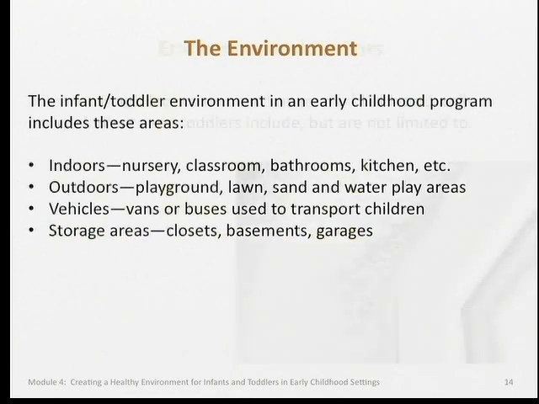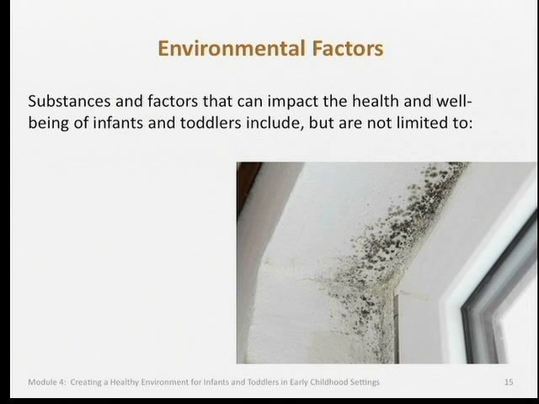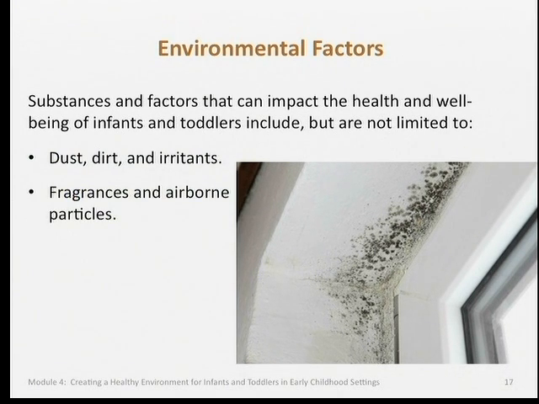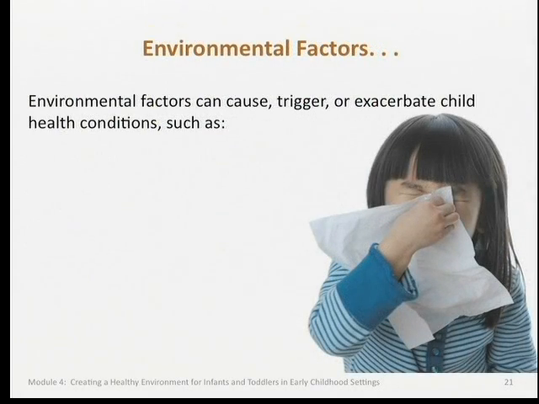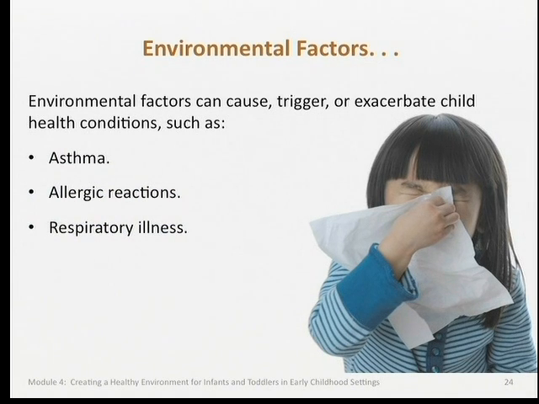basements, and garages. Substances and factors that can impact the health and well-being of infants and toddlers include, but are not limited to, dust, dirt and irritants, fragrances and airborne particles, chemicals and toxins, mold, and pests. Each of these factors will be discussed in greater detail later in this training module. Environmental factors can cause, trigger, or exacerbate child health conditions such as asthma, allergic reactions, and respiratory illness. Some environmental factors are toxic, leading to childhood poisoning events.